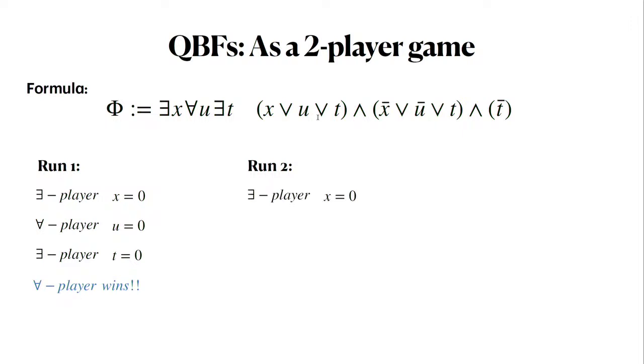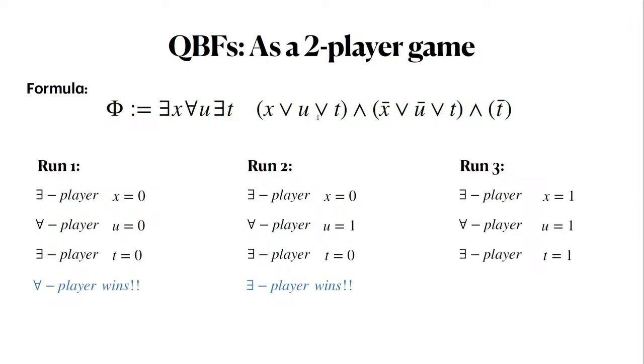A different run of the game can look at x equal to 0, u equal to 1, and t equal to 0. In this assignment, all three clauses are satisfied. The formula evaluates to true, so the existential player wins this round. A quick third round will show that on this assignment, the universal player wins the game again.